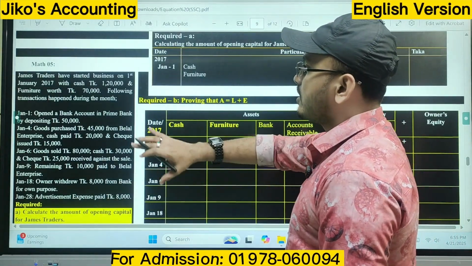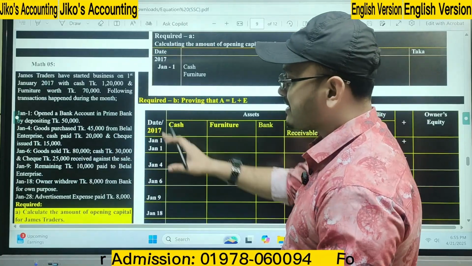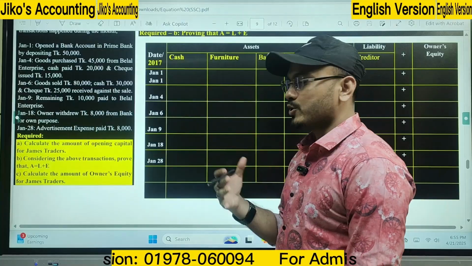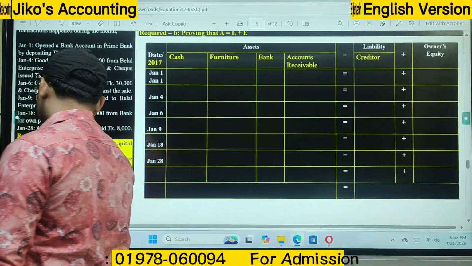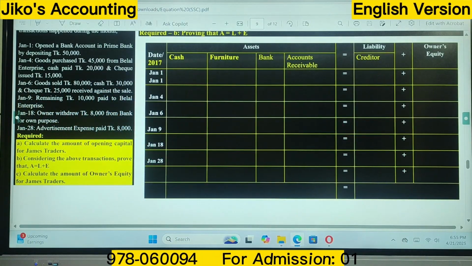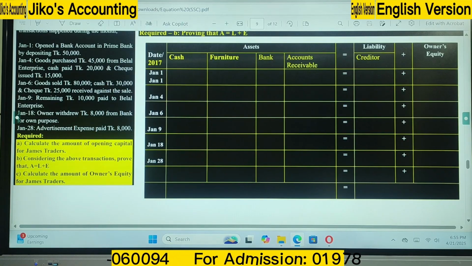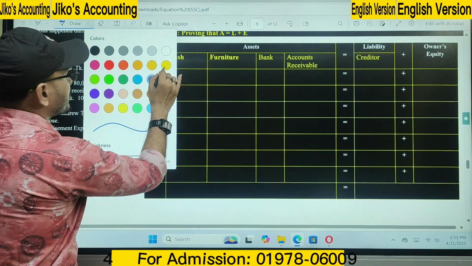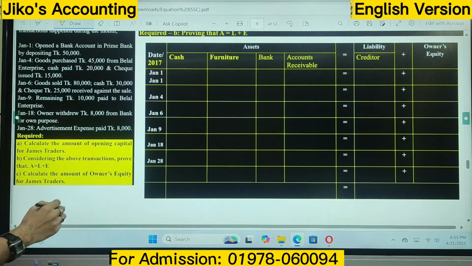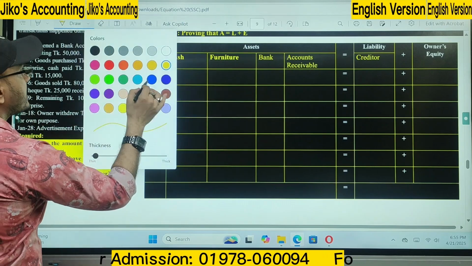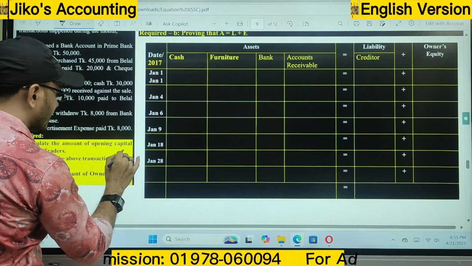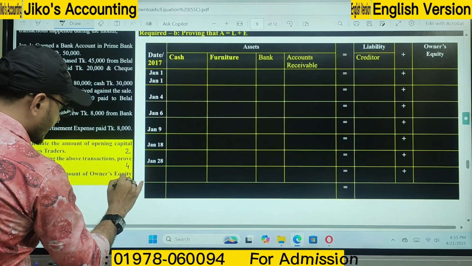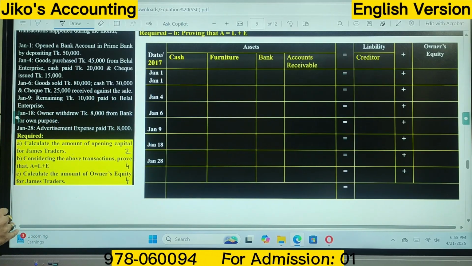Before reading these options, I think we should move to what we have been told to do. First option is calculate the amount of opening capital for James Traders. This is our first requirement. And what is our second requirement? This requirement will be given 2 marks, and for B and C individually there are 4 marks.